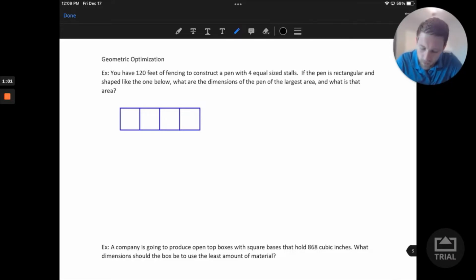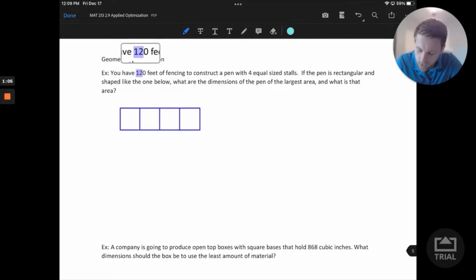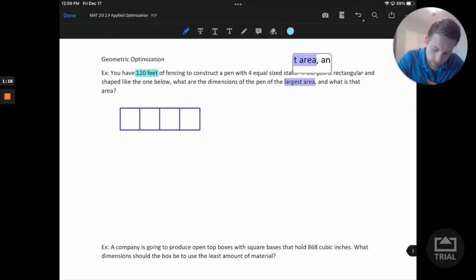What we have is a constraint in terms of our materials. We have 120 feet of fencing. We really call that a constraint in this problem. What we want to optimize is the area. We want to find the largest area, and so that's what we're going to be trying to optimize.